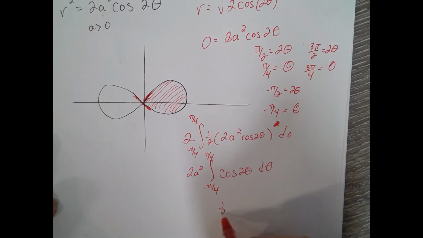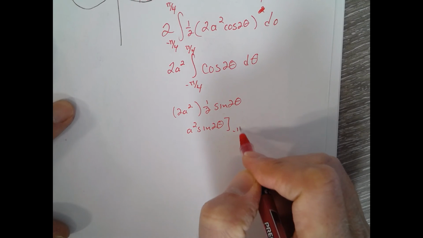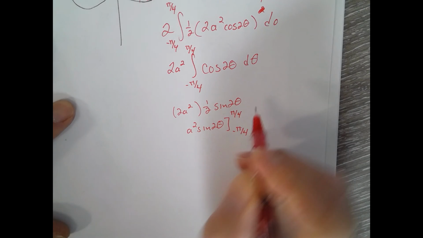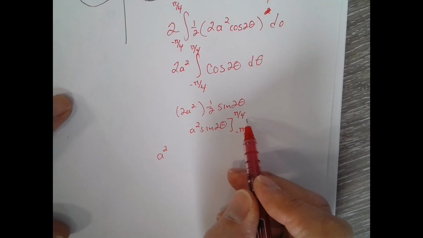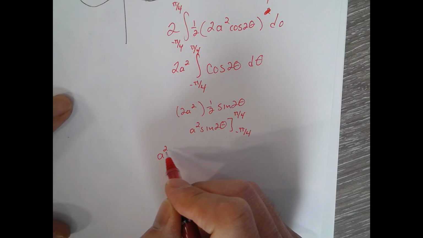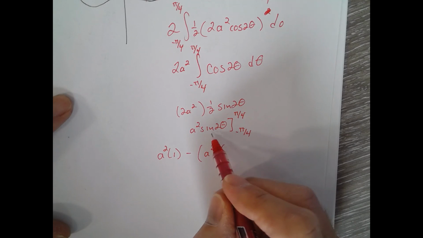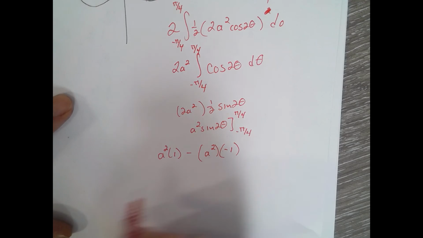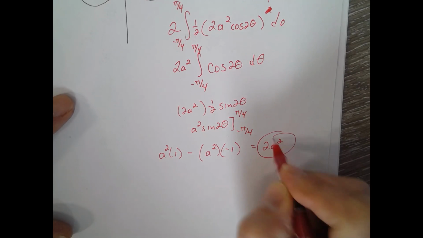Antiderivative of that is 1/2 sine of 2 theta. Still have 2a squared here. So really it's just a squared sine of 2 theta from negative pi over 4 to pi over 4. So a squared sine of 2 pi over 4, so pi over 2 is just 1. And a squared sine of negative pi over 2, that's negative 1. So I have a squared plus a squared gives us 2a squared for the area of the lemniscate.